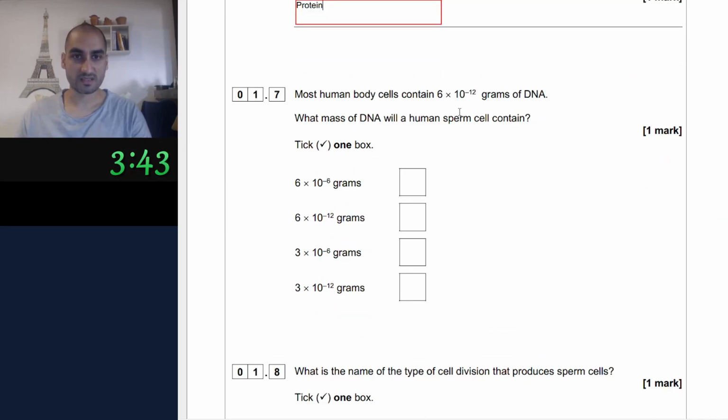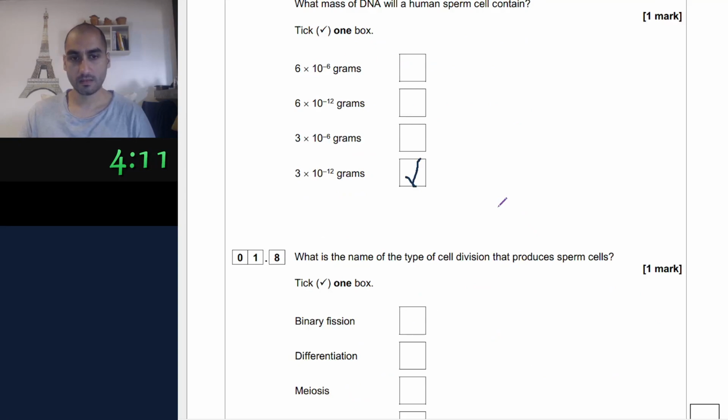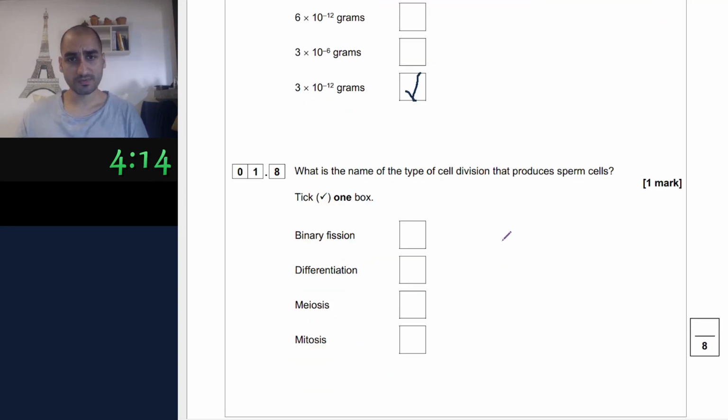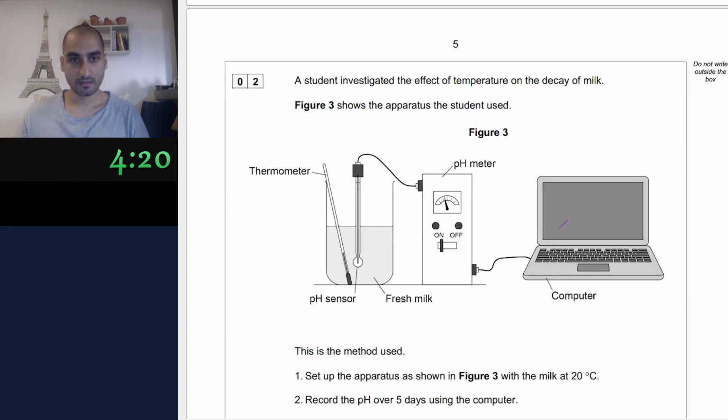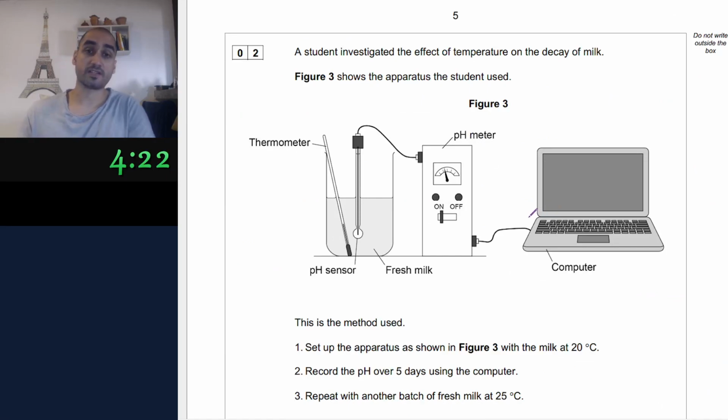Most human body cells contain 6 times 10 to the minus 12 grams of DNA. What mass of DNA will a human sperm cell contain? Half. Because you get half from the sperm, half from the egg, and together they make. So it's 3 times. I hope that's the answer, because that makes sense. What is the name of the type of cell division that produces sperm cells? Meiosis. I remember that. Alright, a student investigated the effect of temperature on the decay of milk.